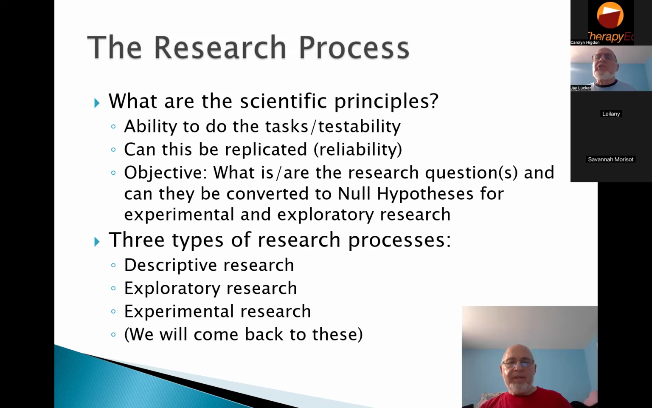So, what is the research process? This is where more questions, if anything, would show up. Okay. The first thing is research is scientific. And the scientific principles are the ability to do the tasks, whatever the research is, the tests, the therapy, okay, whatever task we're asking, is it testable?